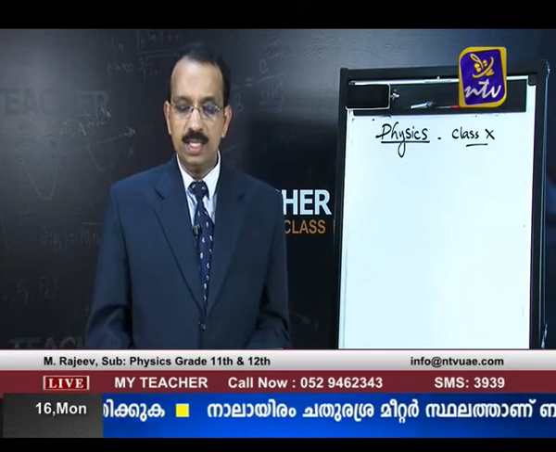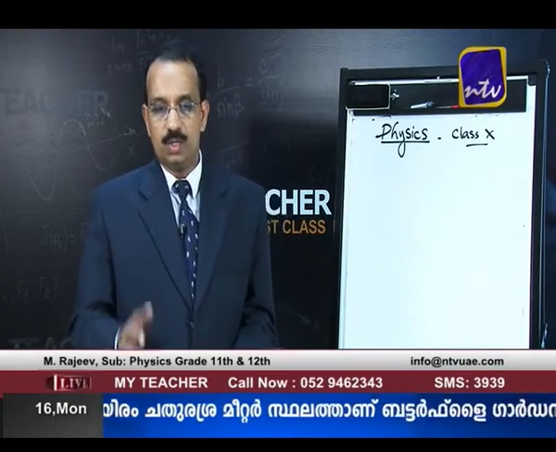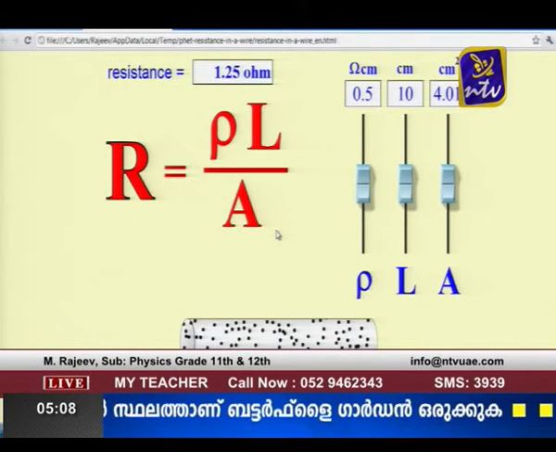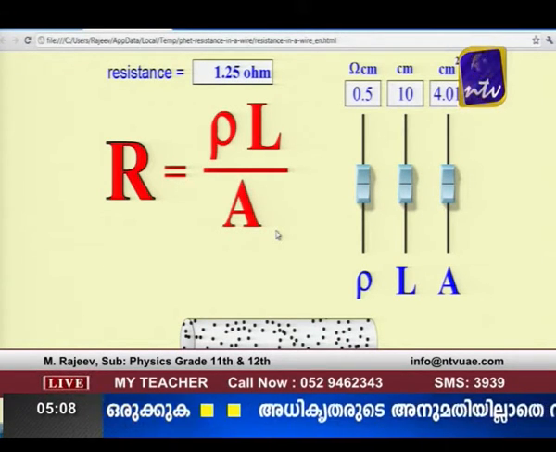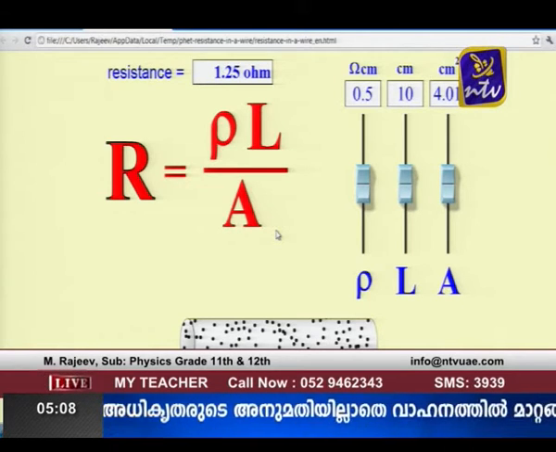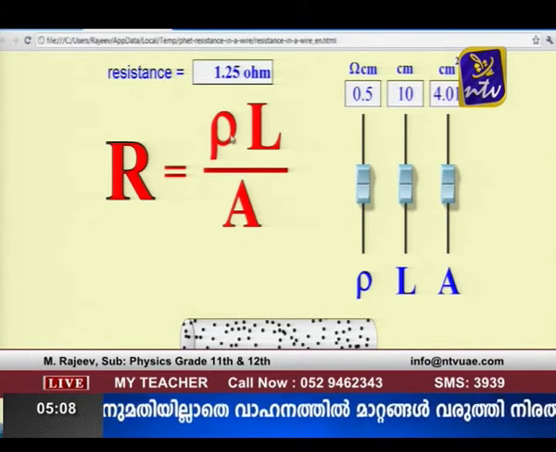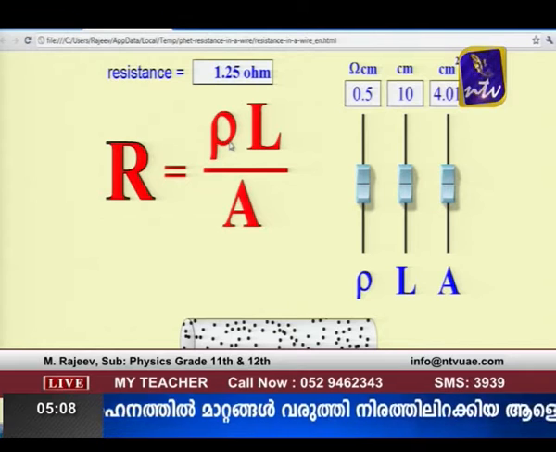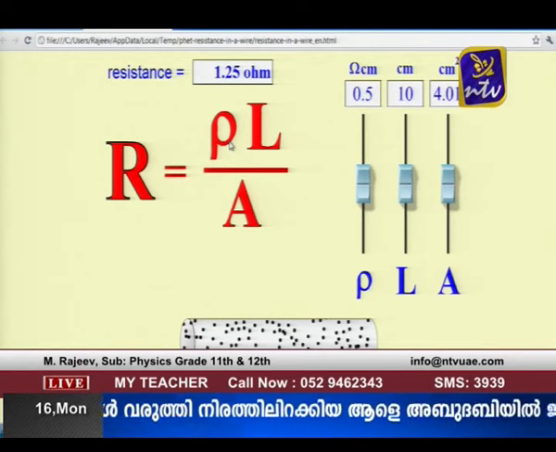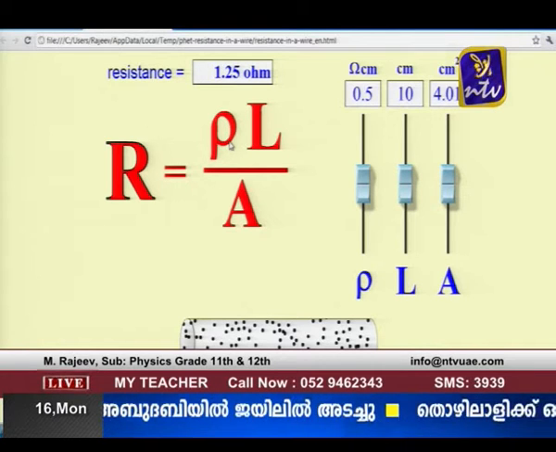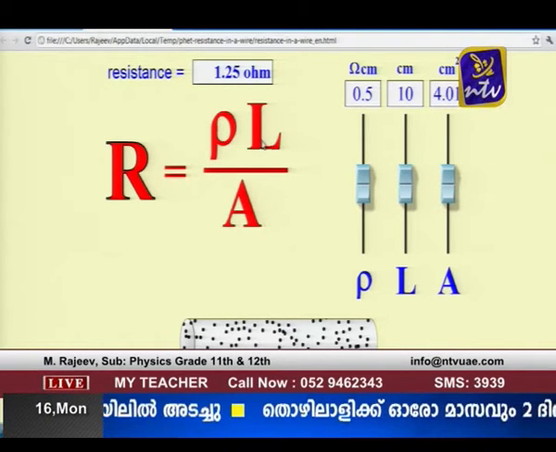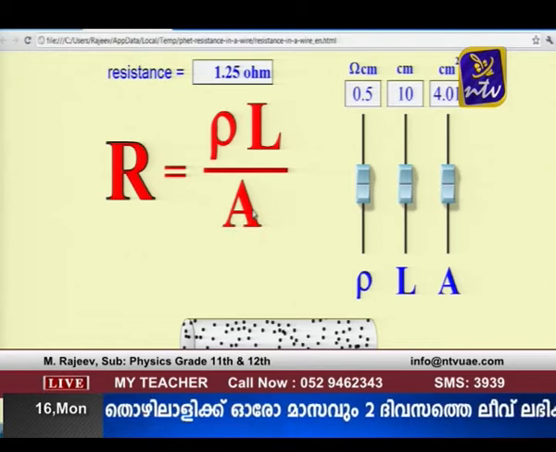I will show you another concept related to this. Now, you can watch the monitor. The resistance is equal to rho L by A. Here, rho is the resistivity, also called the specific resistance of the material of the wire. It depends on the nature of the material and temperature. L is the length of the wire and A is the area of cross section.